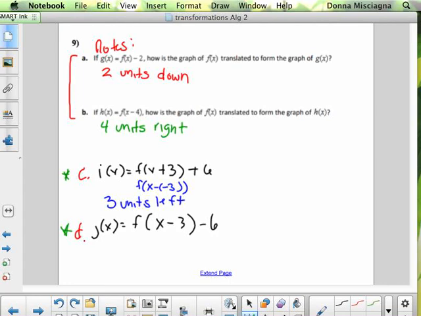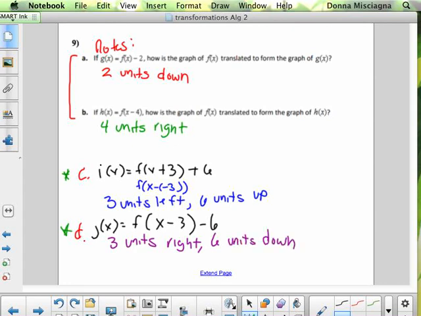All right, because it's added to the x. And the plus 6 at the end is 6 units up. And then j of x equals f of x minus 3 minus 6. All right, so that x minus 3, the minus goes with the equation, that's really a 3. That is 3 units right. And the 6 at the end is 6 units down.